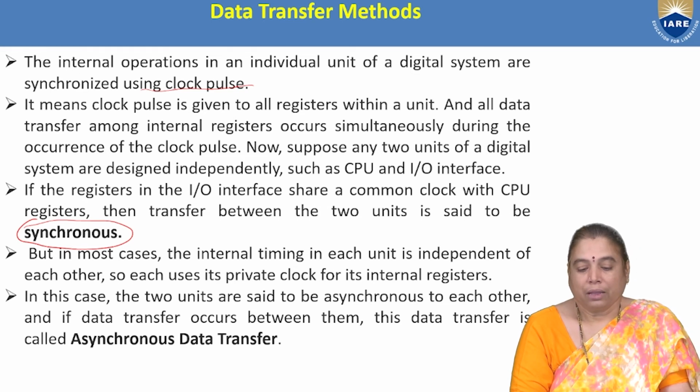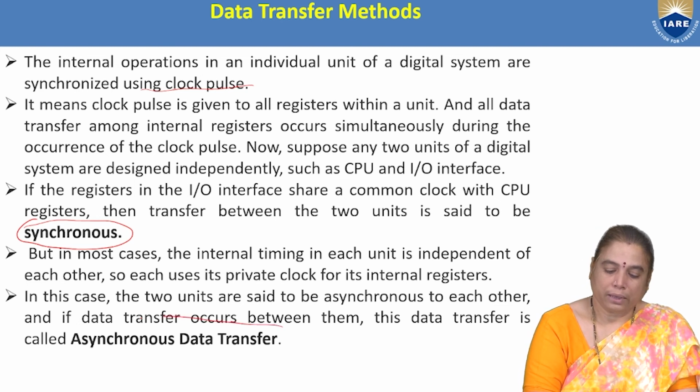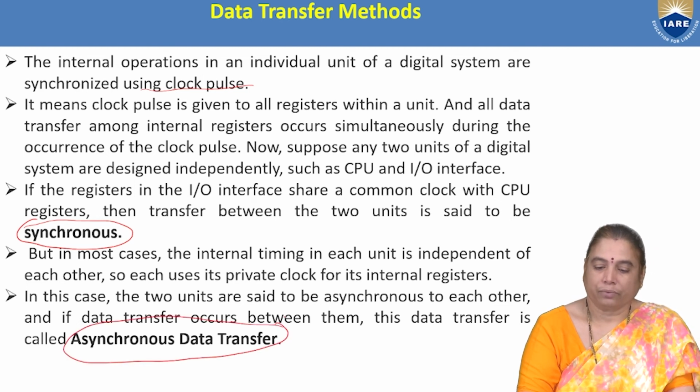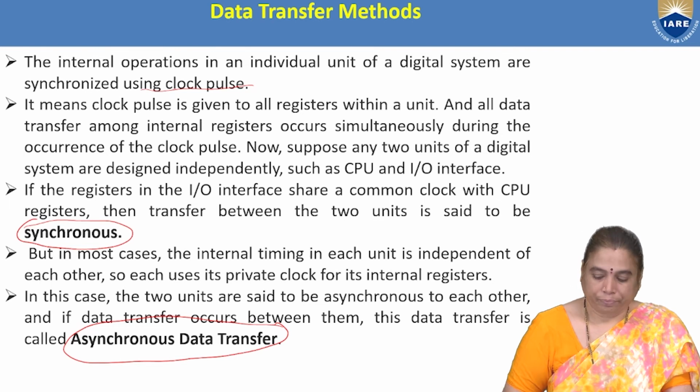If the I/O devices and the CPU registers use different clock signals, that mode of data transfer is called asynchronous data transfer. So two methods of data transfer are there, synchronous and asynchronous. In the synchronous, the same clock is used between CPU registers and the I/O interfaces. But in case of asynchronous, different clock pulses can be used.